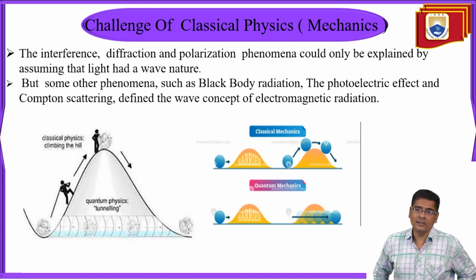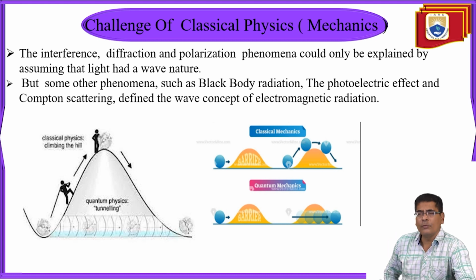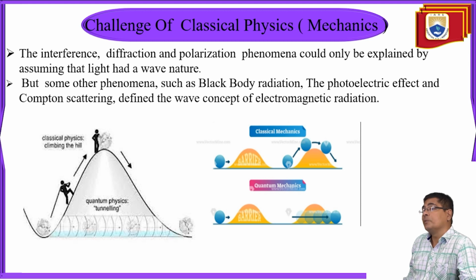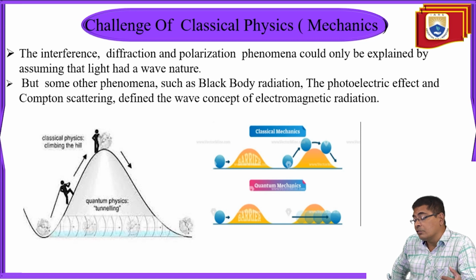So these are some of the gaps where classical physics was unable to explain. Classical physics was unable to explain these particular phenomena, right? And these phenomena were successfully explained, or successfully overcome, by quantum physics, right?